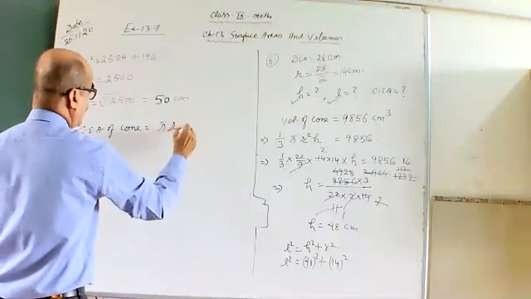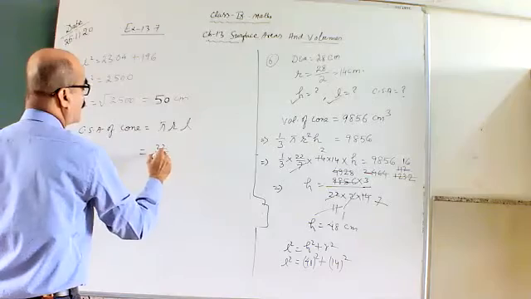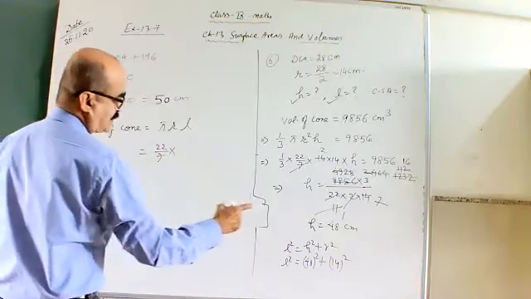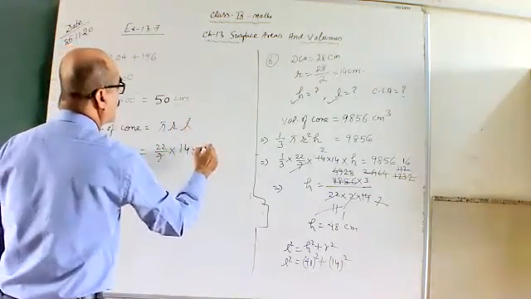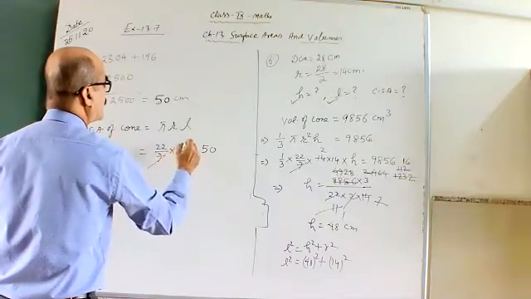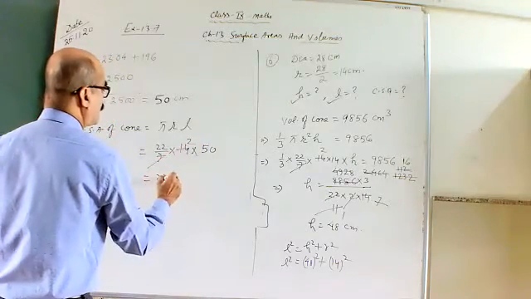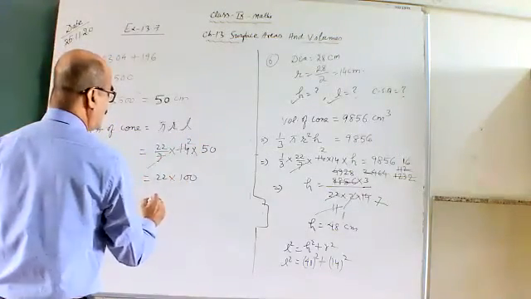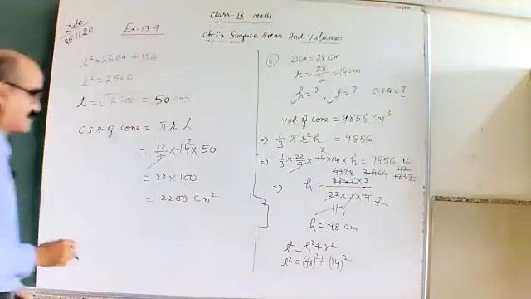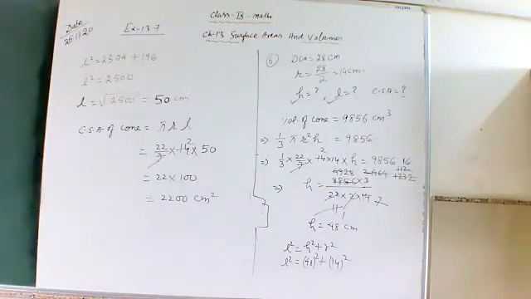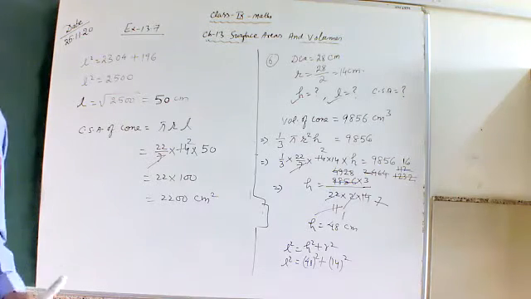Pi RL. So pi is 22 by 7 and radius is how much? Radius is 14 and L is 50. Now solve this. 7 2s are 14. So that is 22 into 50 into 2 is 100. That is 2200 centimeter square. This is your final answer. Is that clear?